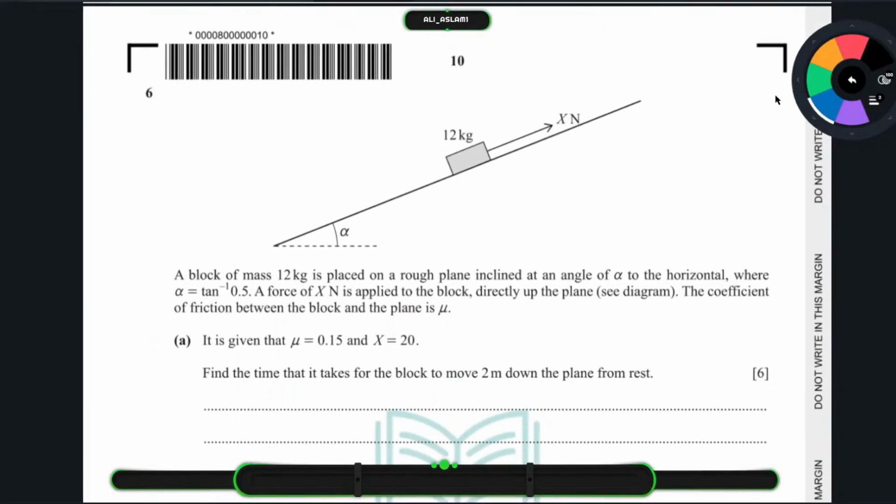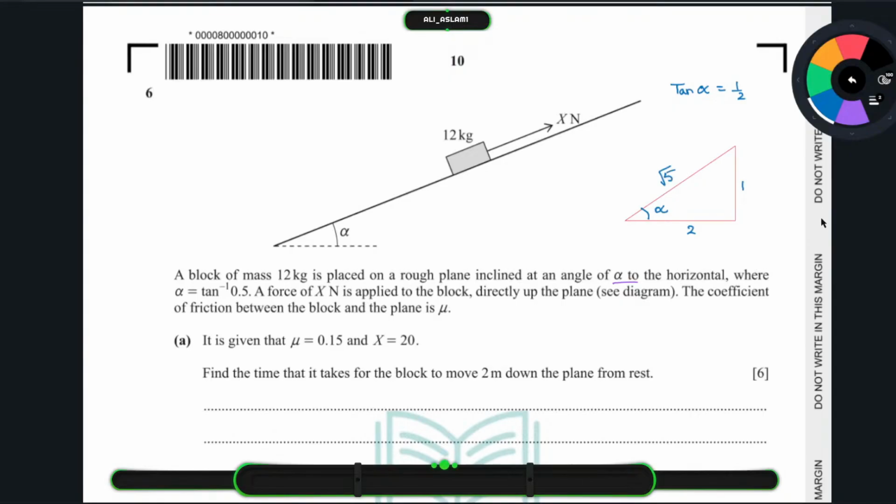A block of mass 12 kg is placed on a rough plane inclined at an angle alpha to the horizontal, where alpha is equal to tan inverse of 0.5. So tan alpha would be 0.5, that is 1 by 2. So tan alpha is 1 by 2. 1, 2, and the hypotenuse is root 5.